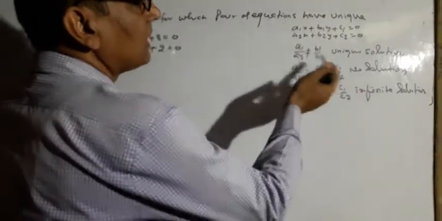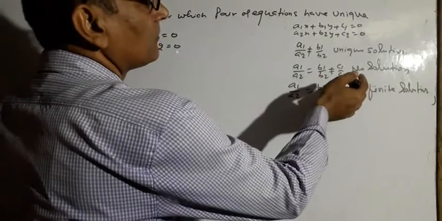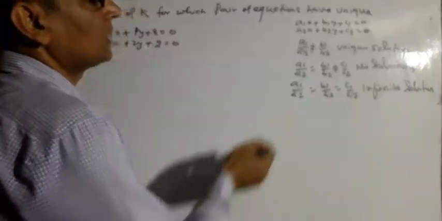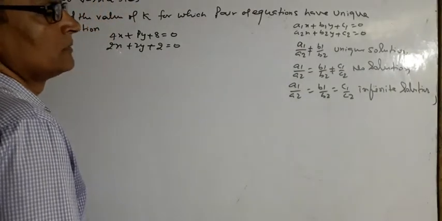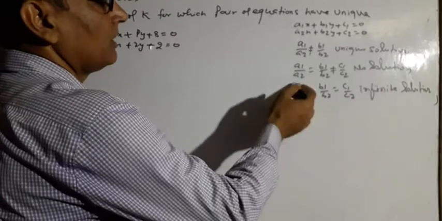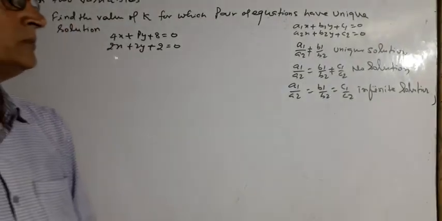We have learned the condition for no solution: a1 by a2 equal to b1 by b2 not equal to c1 by c2. The condition for infinite solutions: a1 by a2 equal to b1 by b2 equal to c1 by c2.